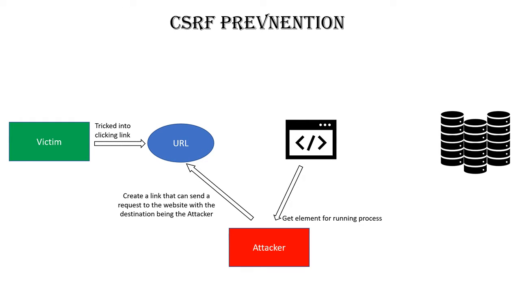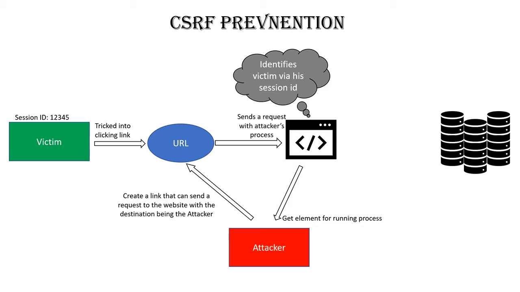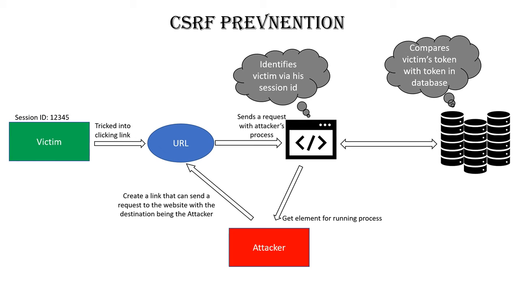The victim will then be tricked into clicking the link, in which the link will send a request with the attacker's process. The website will then identify this as the victim through the session ID. However, this time it's different. It will then send a request to the database, in which it will compare the victim's token with a token in the database. And you will realize, hang on a second, it's different. Reject the process. It will then deny the request and stop the process from ever happening, therefore preventing CSRF.